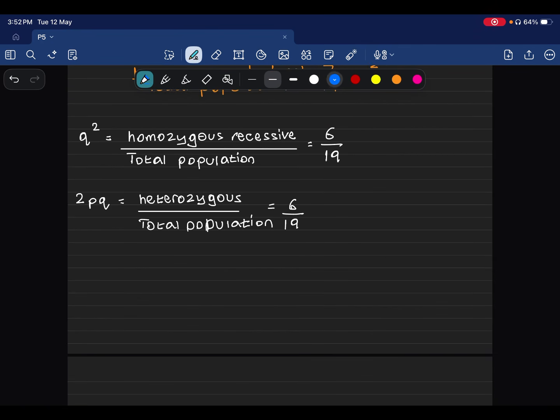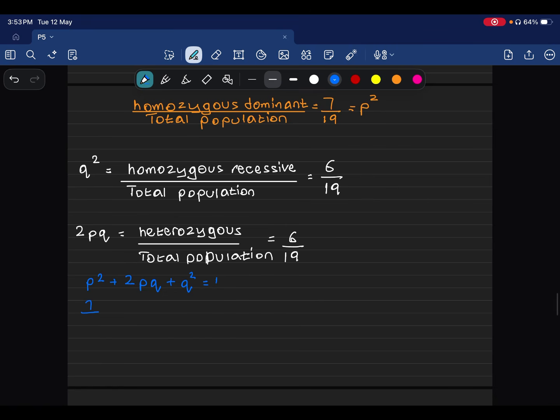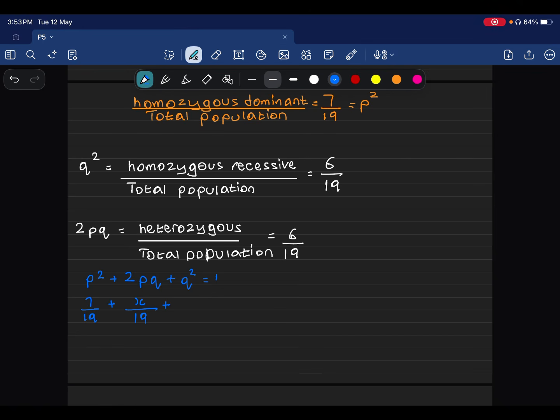The second way is basically just using the formula. You know that the formula is p squared plus 2pq plus q squared is equal to 1. Now p squared, we know this. This is 7 over 19. 2pq, we still don't know what the numerator is, right? So that's x. But we know the denominator, that's 19, because that's the total. Plus q squared, that's just 6 over 19.